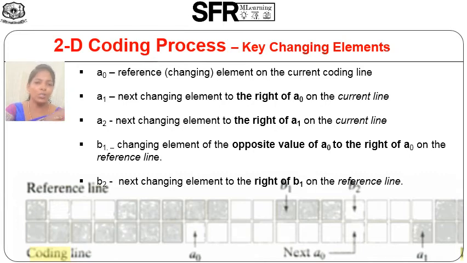Okay, and it should occupy the right side of A0. So from A0 you have to search for the changing element, whose value should be 0. This one is the B1 value. B2 is again the next changing element to the right side of B1 on the reference line. So we are finding all these changing elements.